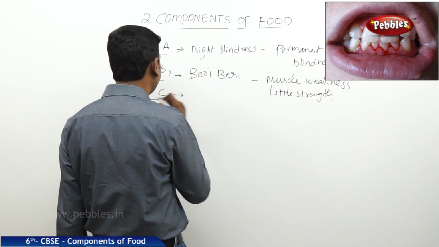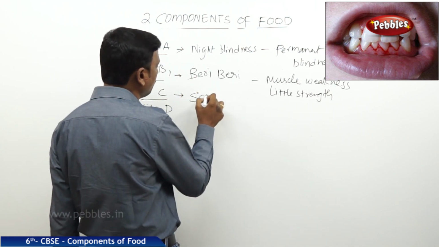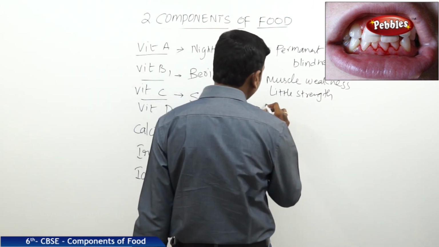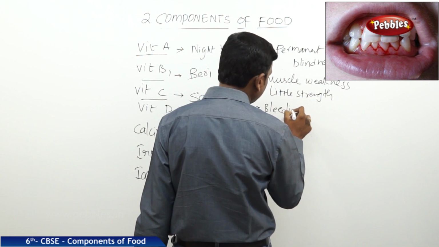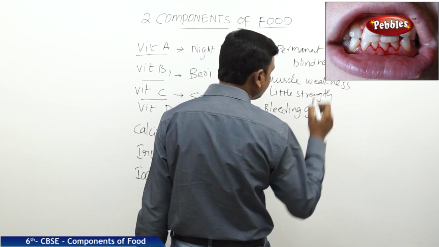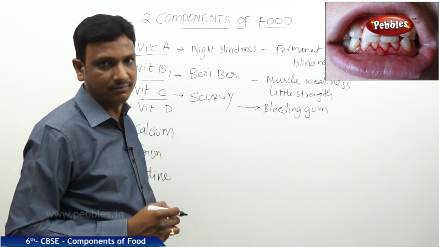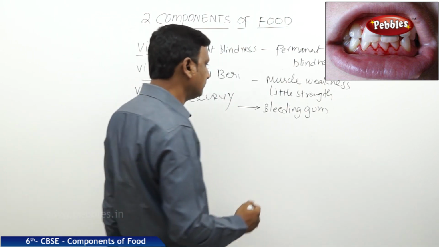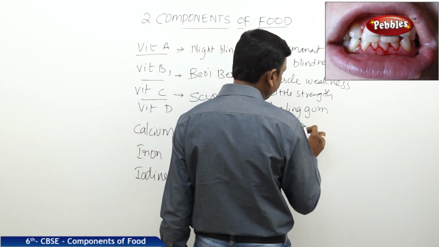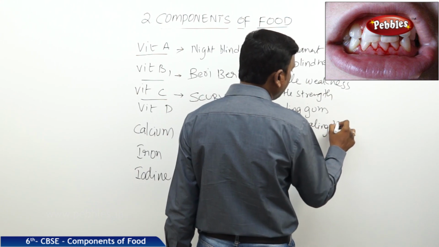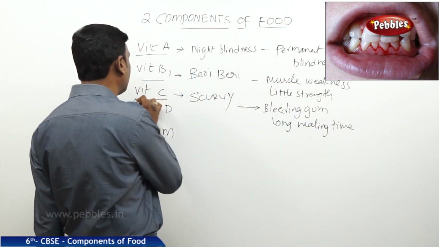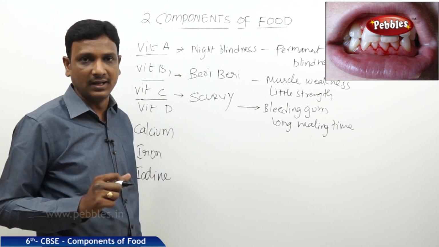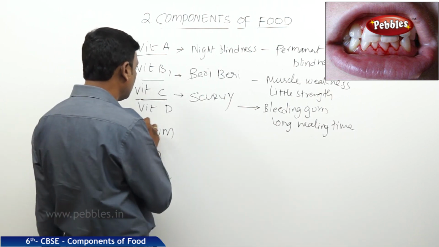The next one, vitamin C. The deficiency of vitamin C leads to a disease called scurvy. What is this scurvy? The scurvy symptoms are bleeding gums, and if you have any cuts or wounds, they will take a very long time to heal. Long healing time is caused due to the deficiency of vitamin C. We know the sources: they are found in lemons, oranges, amla, in such fruits. Vitamin C is found.